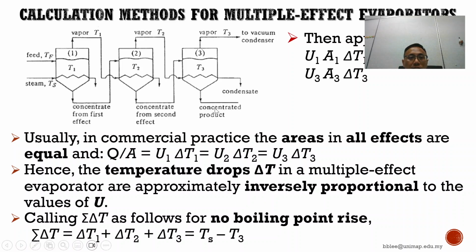What is the temperature difference? The temperature difference will be between TF and T1. This will be our T1 and T2, and this one will be T2 and T3. Delta T1 will be between TF and T1. Delta T2 will be between T1 and T2, because the feed coming up from the bottom is at T1, and then the product coming out from the second effect is at T2. So the difference will be T2 minus T3.